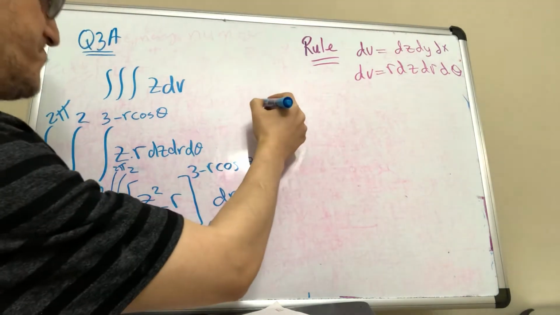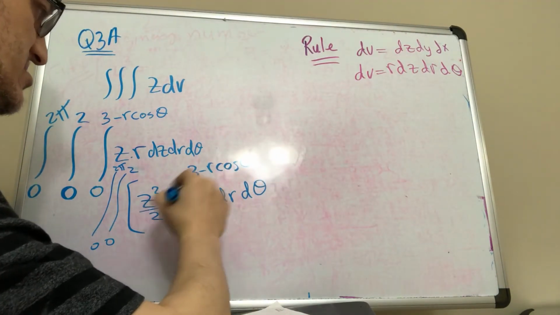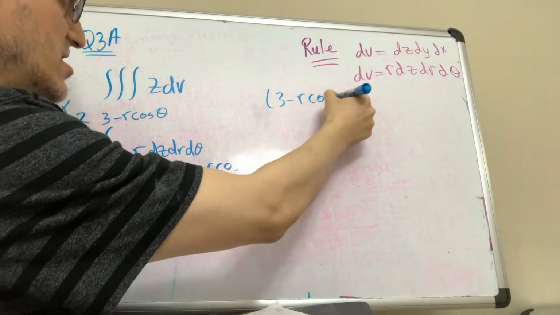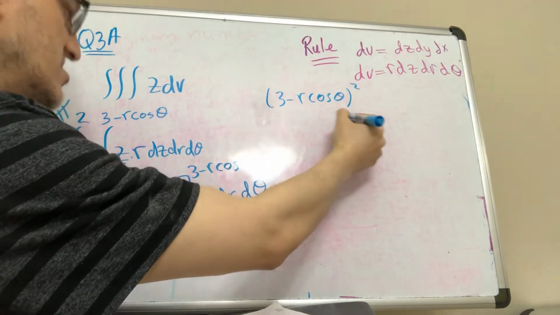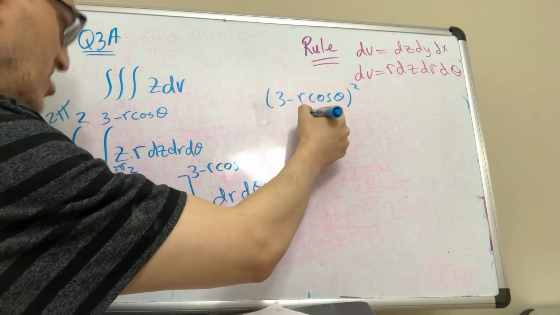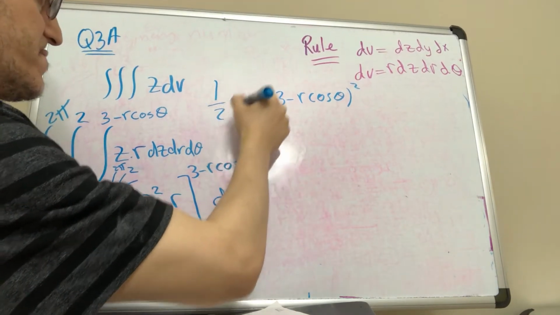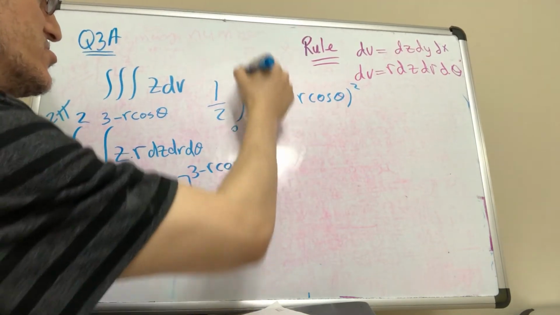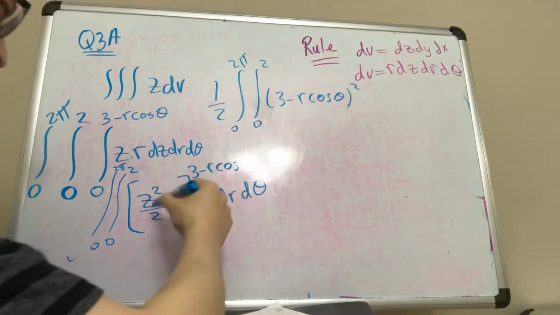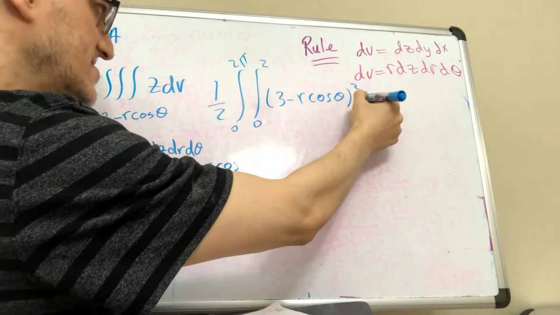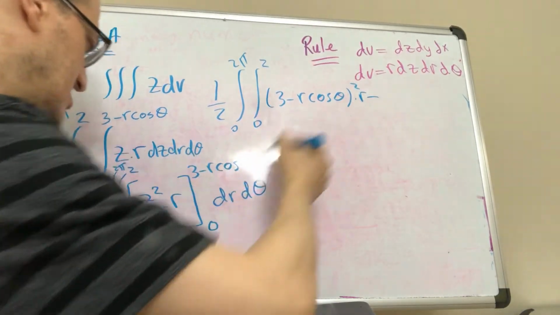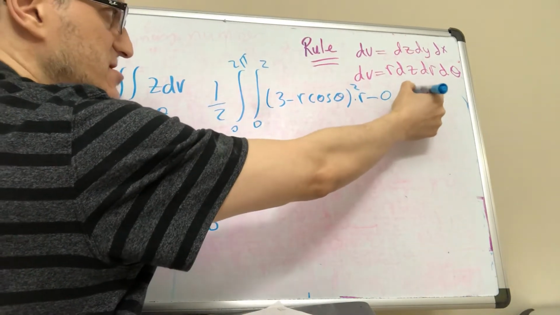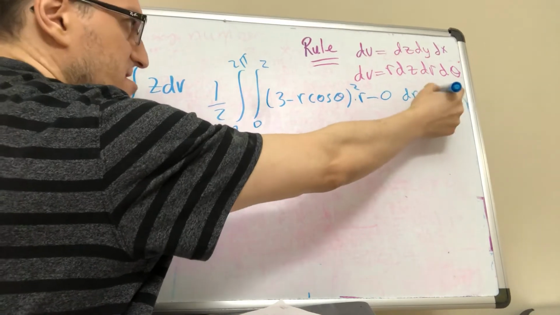Okay, first we plug in z, we plug this, so that will give you 3 minus r cosine theta squared over 2, or you can take half outside, 0 to pi. So you plug this times r, minus, you plug 0, that gives you 0. And then you still need to do this dr d theta.